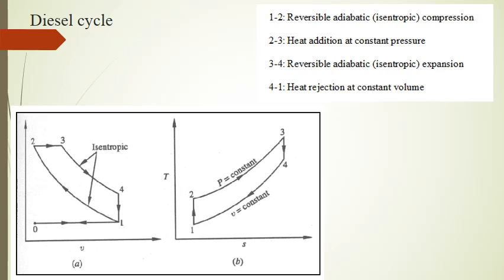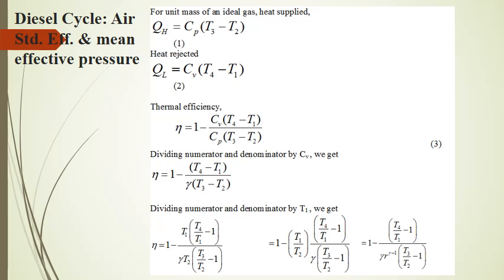Similarly, all the processes have been shown on the TS diagram. So isentropic processes will be shown by vertical lines, whereas constant pressure and constant volume, both will be inclined curves. The difference lies in that the constant volume curve is having more slope than the constant pressure curve. Now a similar type of exercise we are going to do for the evaluation of air standard efficiency and mean effective pressure for a diesel cycle.